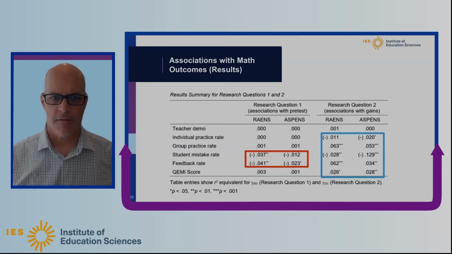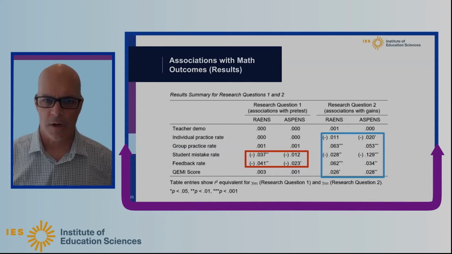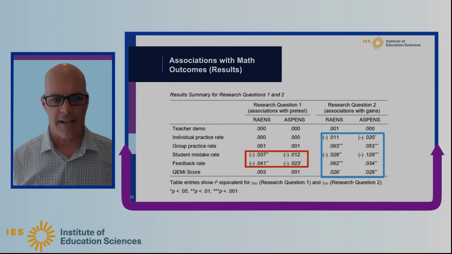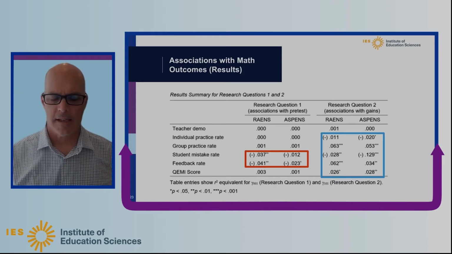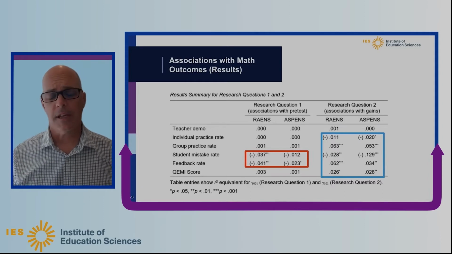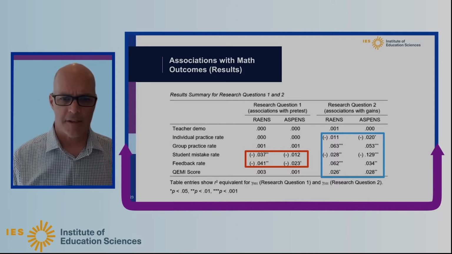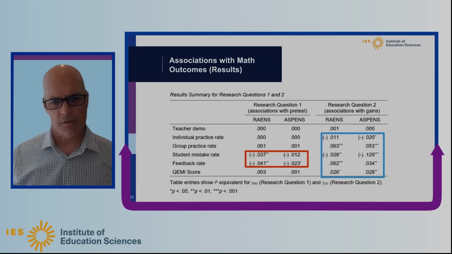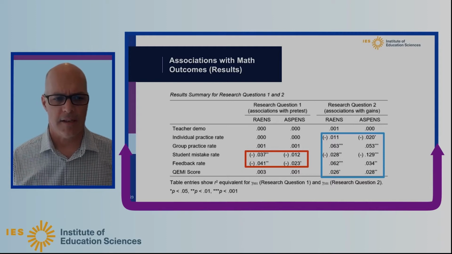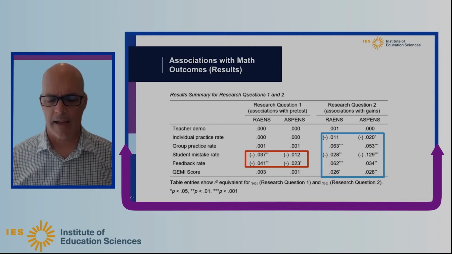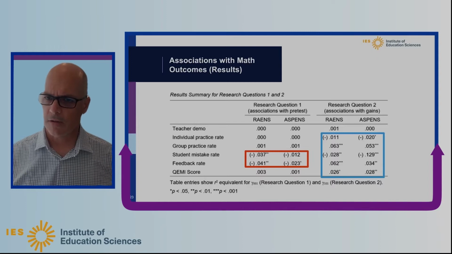Here are results for questions 1 and 2, just beginning on the left-hand side in the red box. Findings suggest that ROOTS intervention groups that began the intervention with lower math achievement had higher rates of student mistakes and also received higher rates of academic feedback.